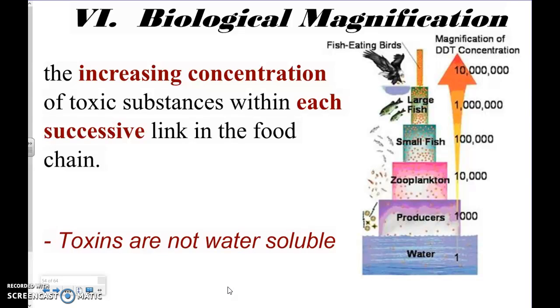Okay, the purpose of talking about this is to show you that it's not just energy that's passed along the food chain. Other things can be passed along the food chain as well. Biological magnification refers specifically to toxins that can be passed along the way, or actual material items. Biological magnification is the increasing concentration of toxic substances within each successive link in the food chain.